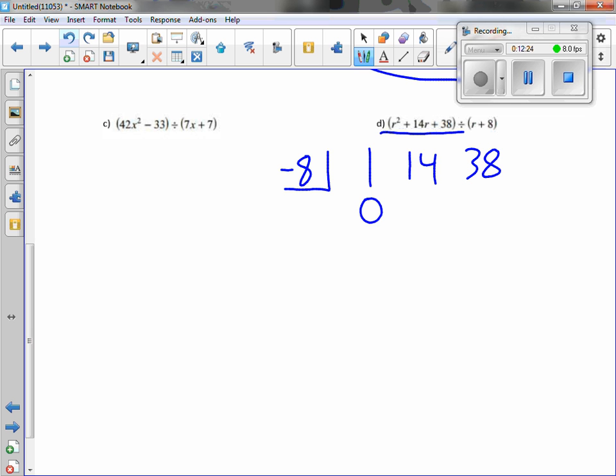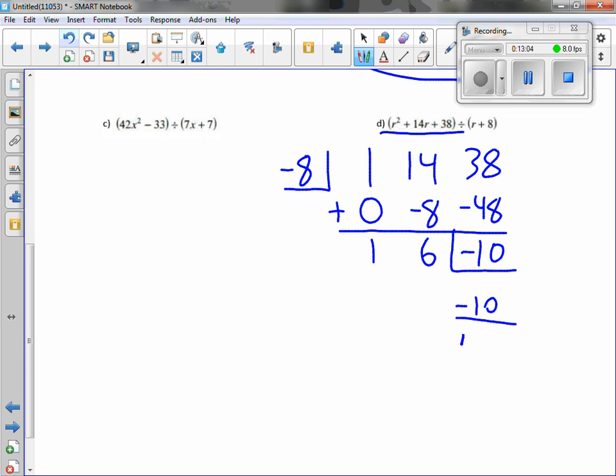As always, under the first guy is 0, and we're adding the rows. 1 plus 0 is 1. To get the number under the 14, we multiply negative 8 times 1, which is negative 8. 14 plus negative 8 is 6. 6 times negative 8 is negative 48. 38 plus negative 48 is negative 10. And again, always a bracket around the last one. So the remainder is negative 10 over x plus 8.